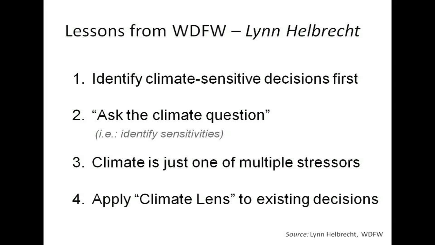I thought this was summarized in a nice way in a webinar I listened to a few weeks ago by Lynn Helbrecht at the Washington Department of Fish and Wildlife. She was summarizing their lessons from thinking about how to incorporate climate change into their decision-making over the past few years. Her points really boil down to this idea that we've got a top-down approach, where climate models give global projections that we've downscaled and run through models. We need to combine that with a bottom-up approach, where we've assessed the sensitivities and the information needs, and figure out where the nexus is between the two.